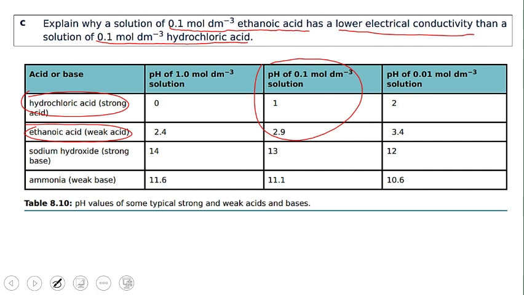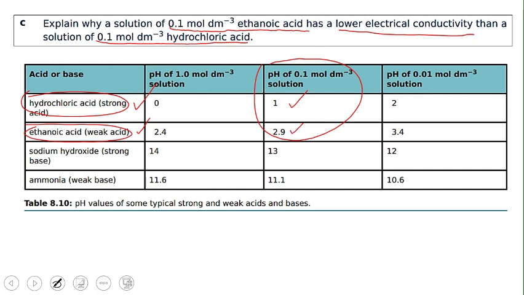same concentration. And the reason is electrical conductivity can be done only when we have hydrogen ions in the solution. More hydrogen ions means good electrical conductivity. Fewer hydrogen ions means low electrical conductivity. So hydrochloric acid is a strong acid, and you can also check from the pH, which is 1, and ethanoic acid is a weak acid for the same concentration, having pH 2.9.